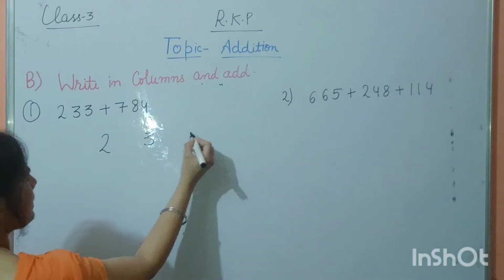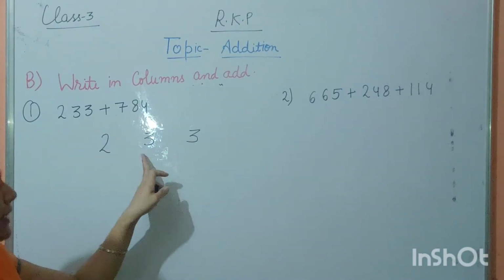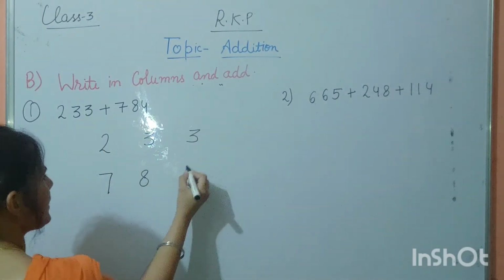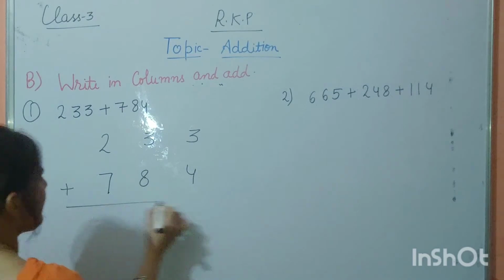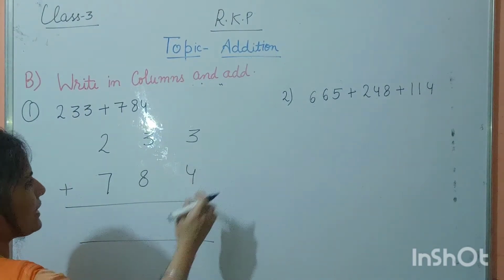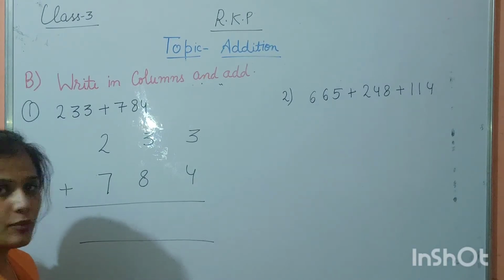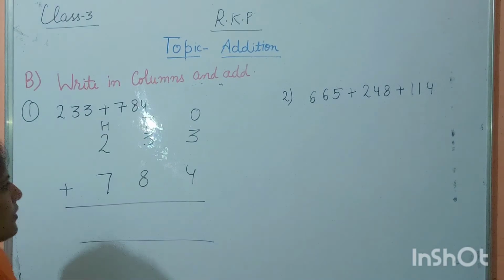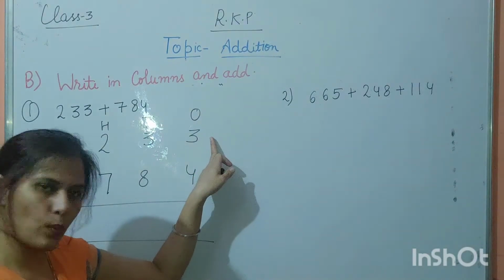2, 3, 233, and the next one is 784. You will write it like this. Now add it. First of all, place it in the place value chart. Ones, tens, hundreds. Start addition from the ones place.